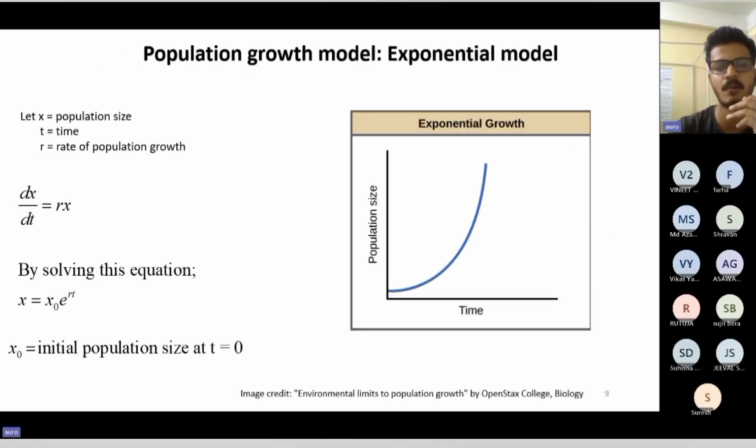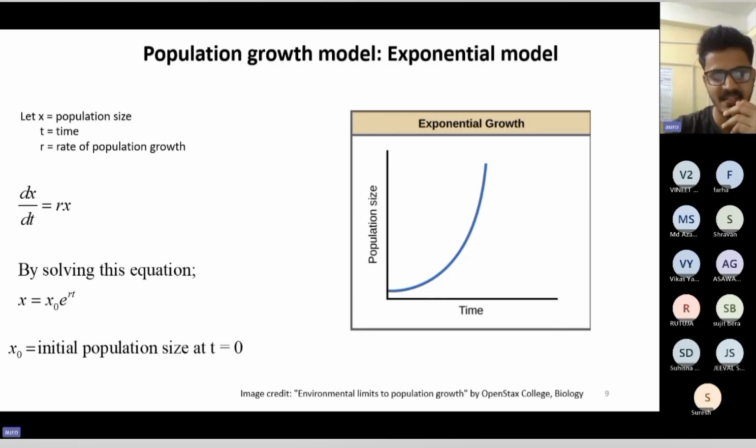So let's see a simple model. This is one of the simplest models of how mathematics is used in biology. Suppose imagine that this is a population. The population can be anything. Suppose it is a bacterial population or any biological population, and it is increasing.